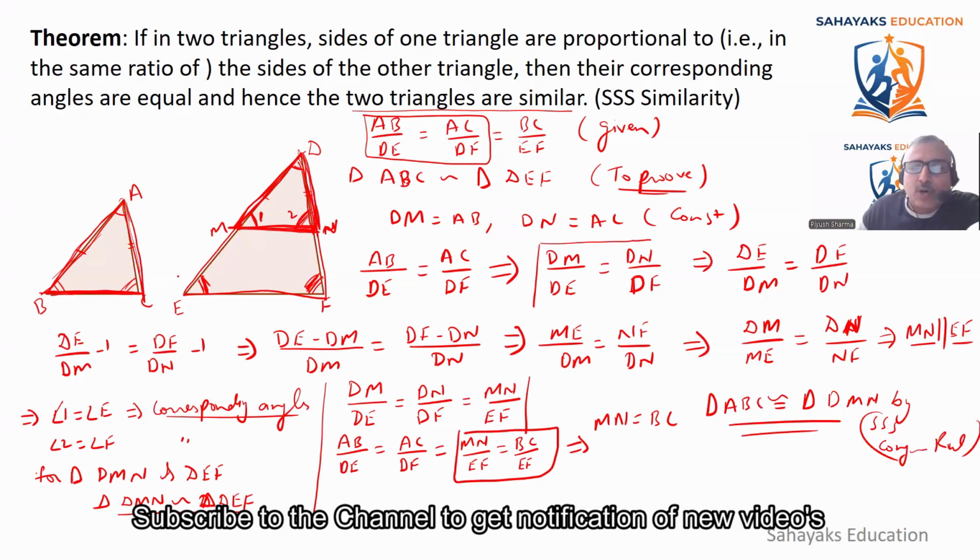If these two triangles are congruent, what we can say, and we have already proved that triangle DMN is similar to triangle DEF. So that means triangle DEF is similar to triangle ABC. Hence proved.